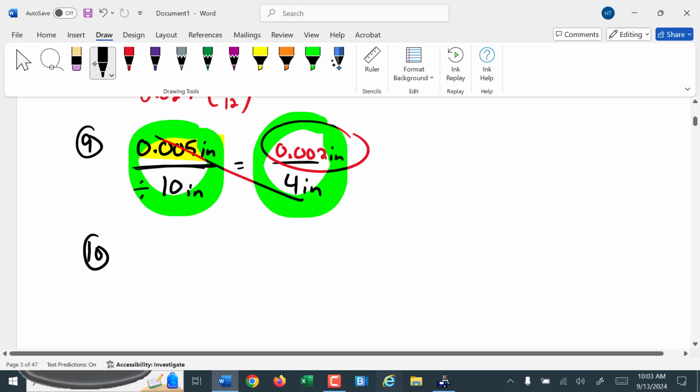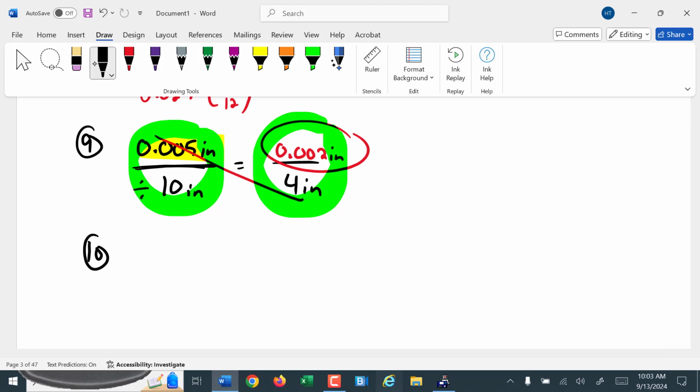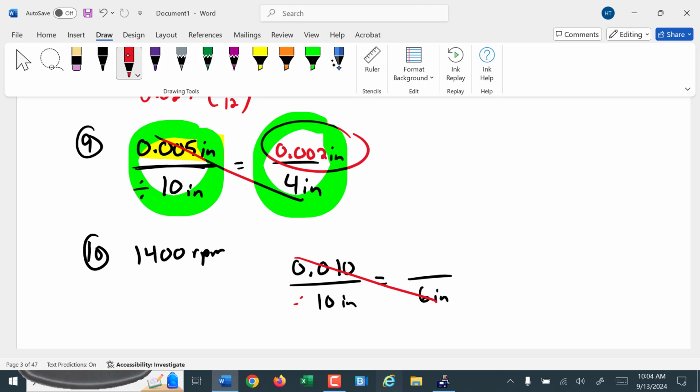Problem number 10. Shaft is operating at 1,400 RPMs. We need to find what's the allowable angular gap for a 6-inch flange. So at 1,400, what would be acceptable? 0.010. That's on a 10-inch. We want to know for a 6-inch. If you cross multiply and divide, 0.006, 6,000ths of an inch. Perfect.